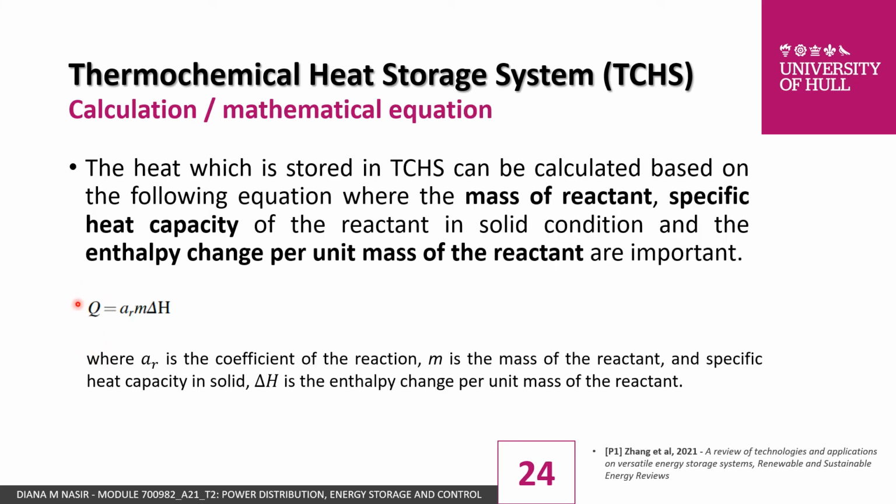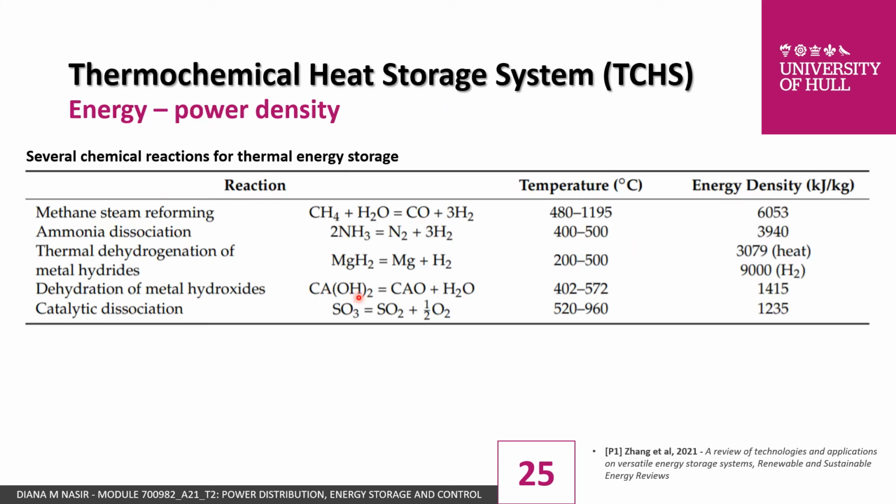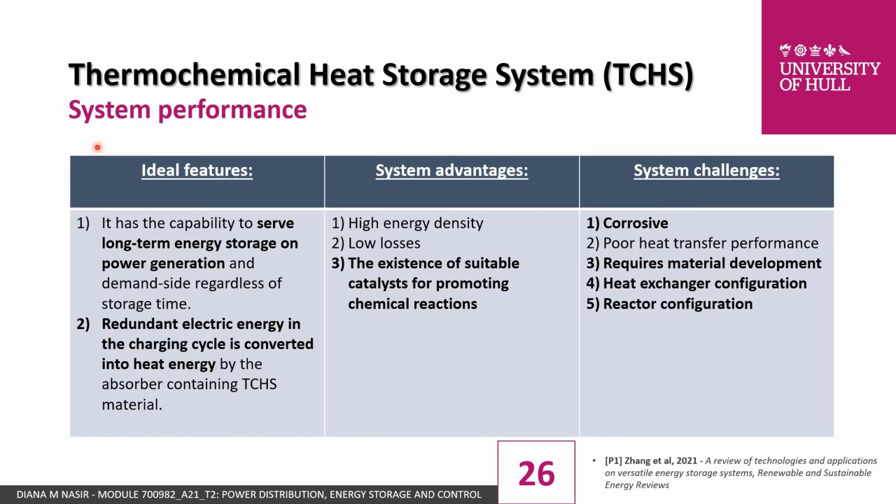To understand how Q, the thermal energy, can be stored through this chemical reaction, the components that govern the equation are the mass of the reactant, the material specific heat capacity, and the enthalpy change per unit mass of the reactant. Here we just show some examples of the chemical reactions to produce the thermochemical heat storage system. Now let's move to the system performance overall. We'll start with the ideal features.